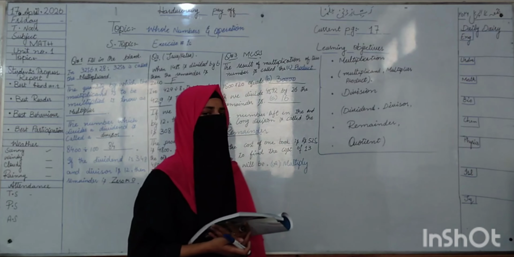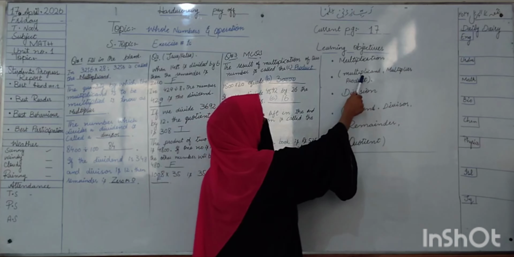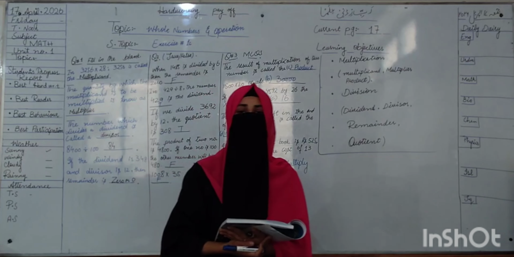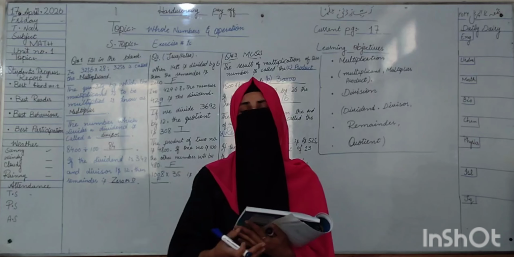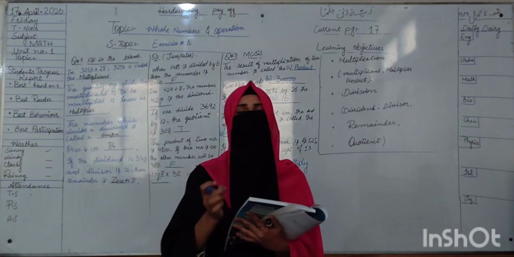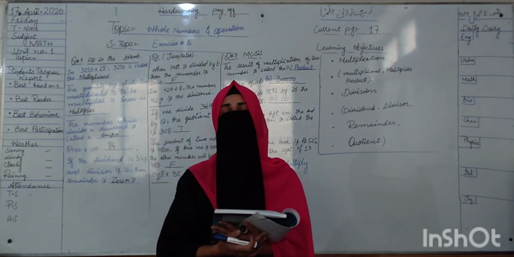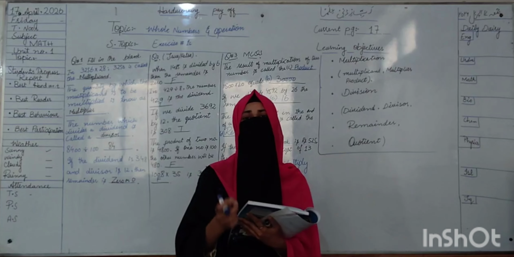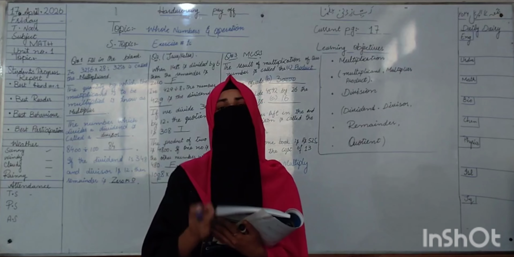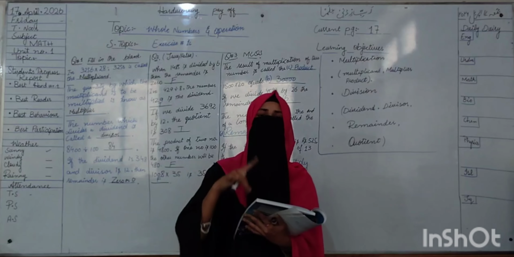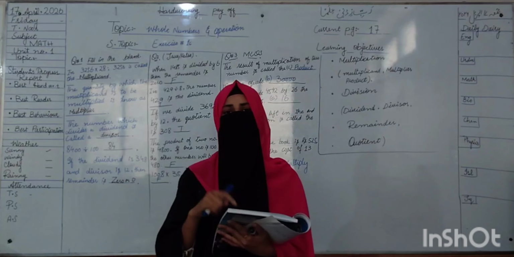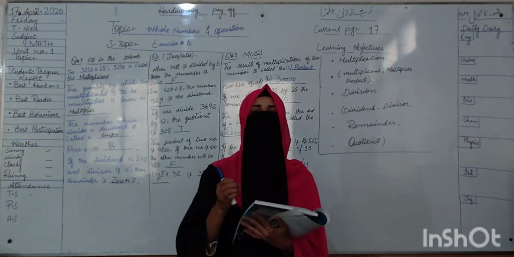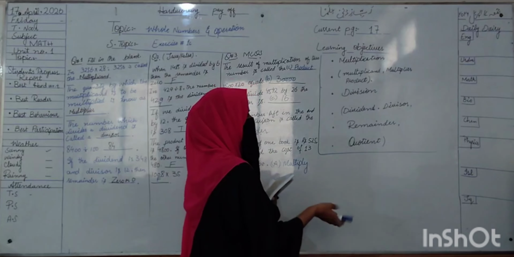In a multiplication there are 3 subtopics: multiplicand, multiplier and product. Multiplicand is the number that is to be multiplied. The number by which the multiplicand is multiplied is known as the multiplier. And the result or answer of the multiplication is known as the product.